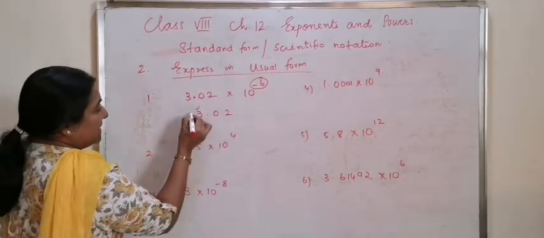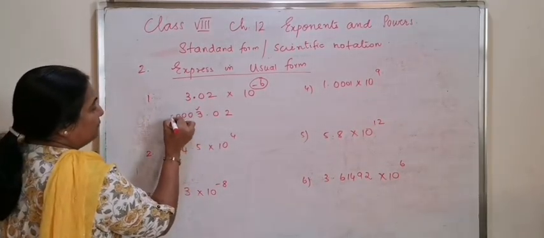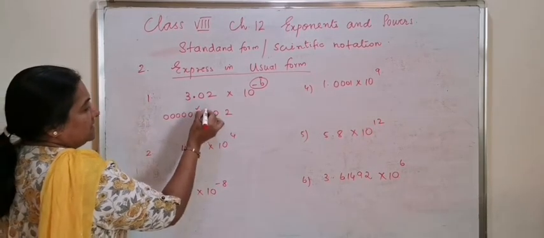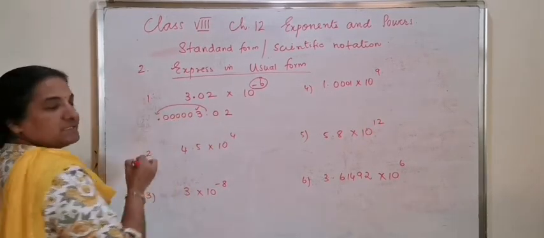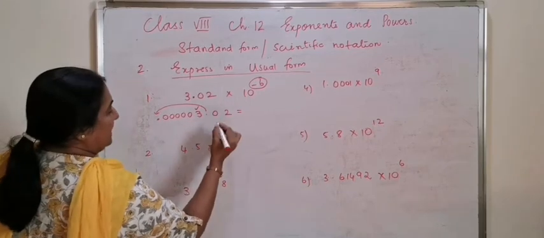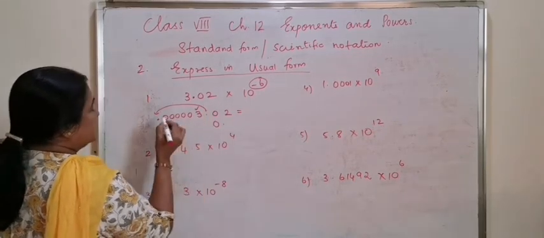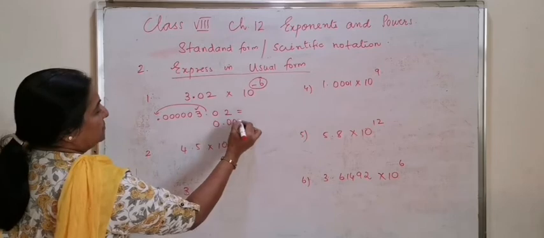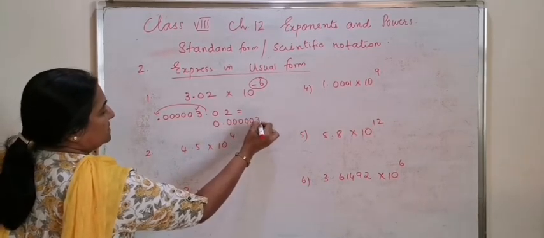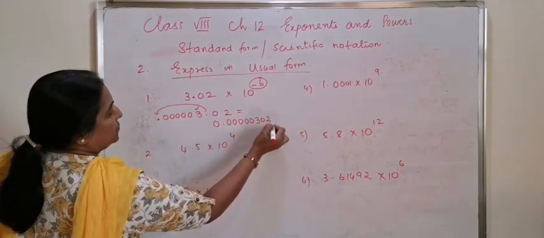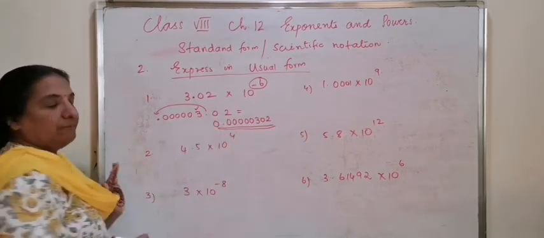That means 1, 2, 3, 4, 5, 6. This decimal place will get shifted towards the left, and the final answer is 0.00000302 — 0 point, 5 zeros, then 302. That will be the number.